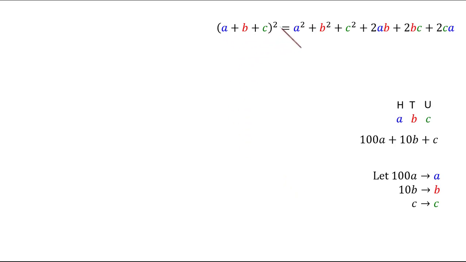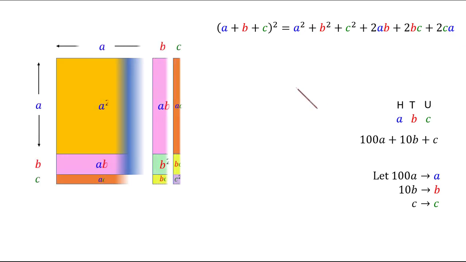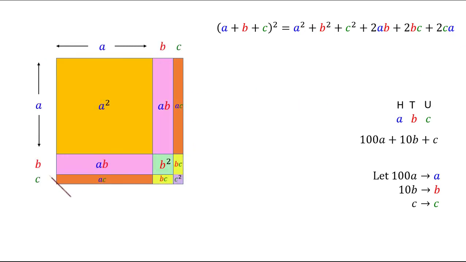There's a formula: a plus b plus c the whole square, which is a square plus b square plus c square plus 2ab plus 2bc plus 2ca. And this is the geometric interpretation of it. So this is a plus b plus c, a plus b plus c. So this is a plus b plus c the whole square, which is a square, which is this orange part, plus b square, which is this portion in light green, plus c square, which is this tiny square, plus 2ab, which is this pink plus this pink, plus 2bc, which is this yellow portion and yellow portion, plus 2ca, which is the orange part.